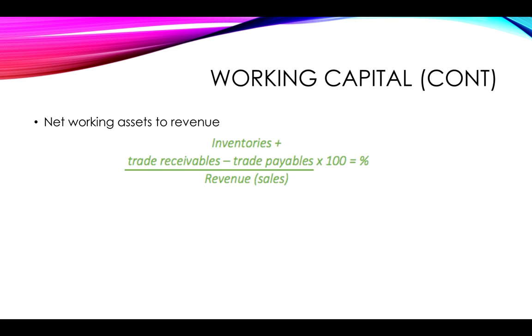Let's now have a look at the net working assets to revenue. By net working assets, net obviously means you want to subtract your current liabilities, and working assets is referring again to your current assets and your current liabilities, but particularly your inventories, your receivables, your payables. Notice that cash is excluded from this. So you're trying to see from your working capital, excluding cash, what percentage is this of your total revenue or sales. So the easiest way to remember this one is simply to think of it as your working capital without cash compared to your total sales.